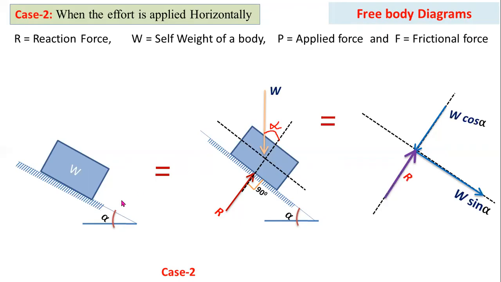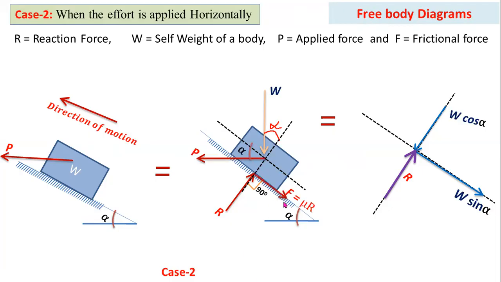Now you have to apply a pulling force horizontally. Here the value of P is unknown, so you have to determine the value of effort required horizontally. So here the direction of motion of the block is right side, so you have to consider an opposite frictional force like this.